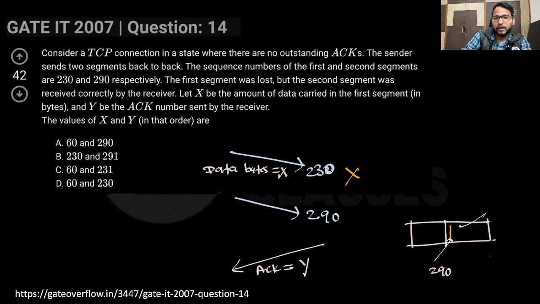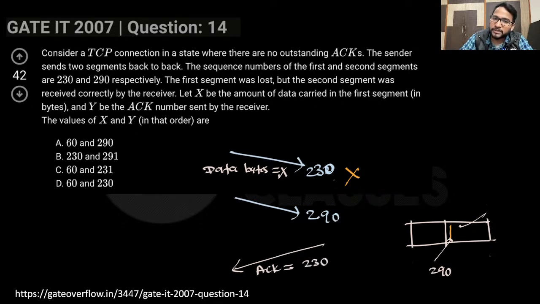So why? See, here although you have received it, you use the cumulative ACK. That's why you cannot send the acknowledgement acknowledging this. You have to say that you are still expecting 230, because 230 is lost. So you have to say you are still expecting 230. So that's why ACK is 230.